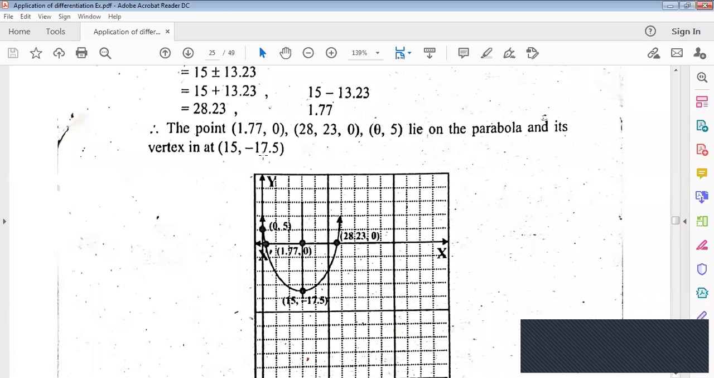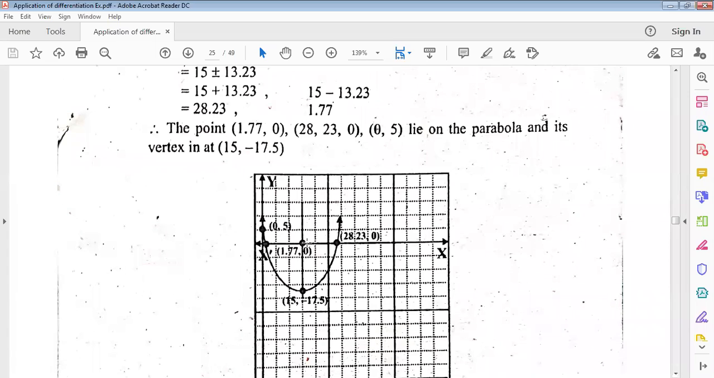And the vertex will be 15, minus 17.5. The y value is minus 17.5 and the x value will be 15. Starting from 0 0, 15 means 3 squares: 1 unit square equals 5. This is why 3 units means x value 15. Then the y value will be more than 3 squares, that means 17.5. This is the vertex of the parabola.